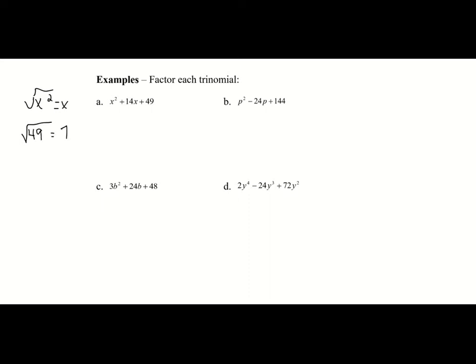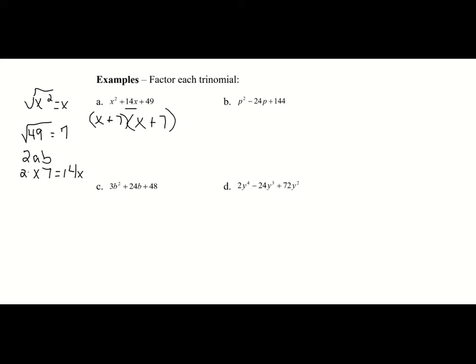So now I need to look at finding 2AB. If I multiply A times B, or x times 7, times 2, that will give me 14x, which does give me that middle term. So I do know that I can factor this as a perfect square trinomial. Remember, to get 49, we multiply 7 times 7. So initially, it's going to be x plus 7 times x plus 7.